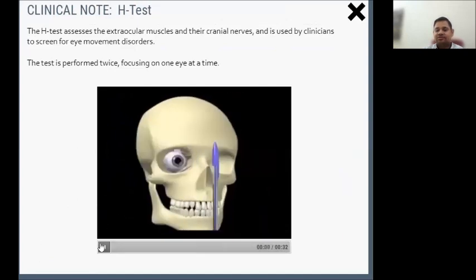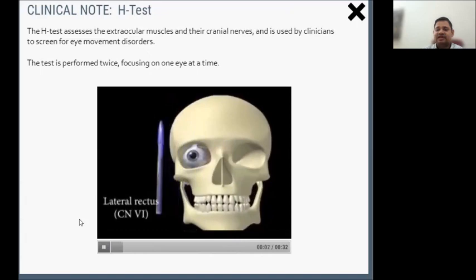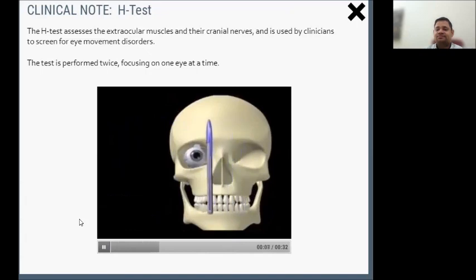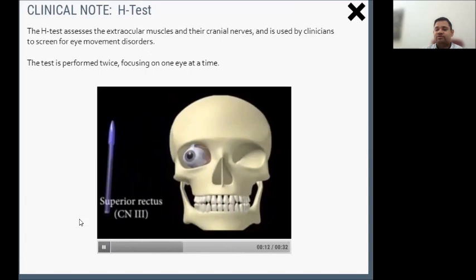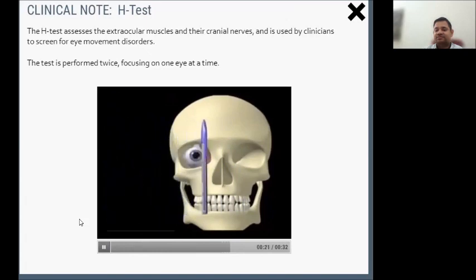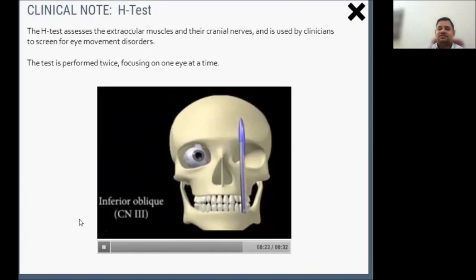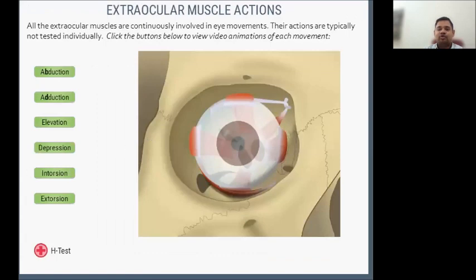Again, I will show you the small video. They are checking lateral rectus, medial rectus, each twice, then superior rectus, upside movement, inferior rectus, downside. So this is called the H test, which is for assessing extraocular muscle movement.